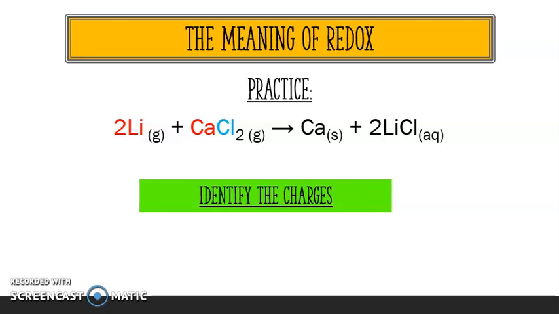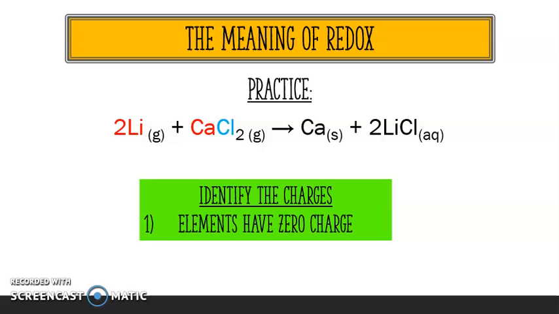So when we're identifying these charges, there's a couple things that you should know. First of all, plain elements. These are not bonded. This is only when they're listed by themselves. Plain elements will always have a zero charge. They're completely neutral. Now, we do have two plain elements in here, lithium on the reactant side and calcium on the product side. So I'm going to put a little zero in the upper right-hand corner to represent their zero charge.